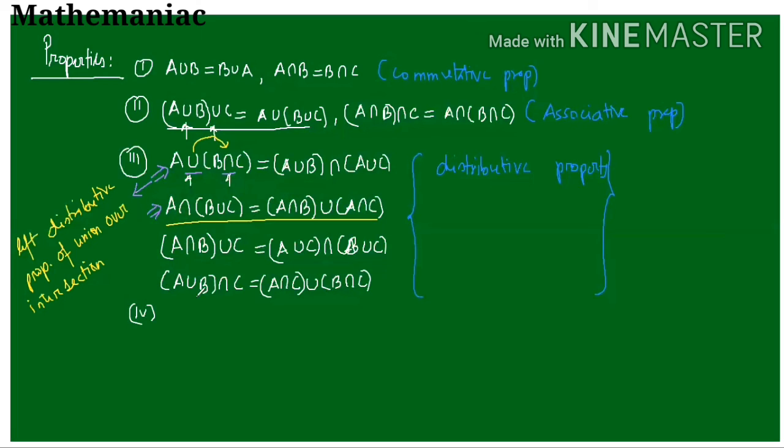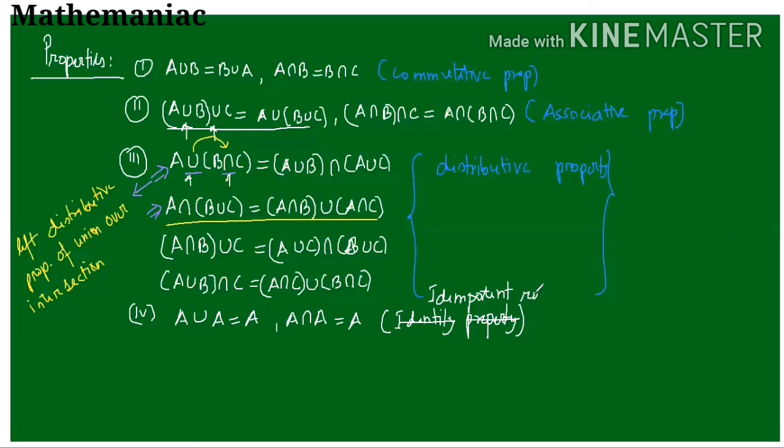Number four. We may be getting it like this: A union A always will be A, and A intersection A is always A. This is called the identity property. Sorry, not identity. Idempotent rule. Idempotent law or rule.